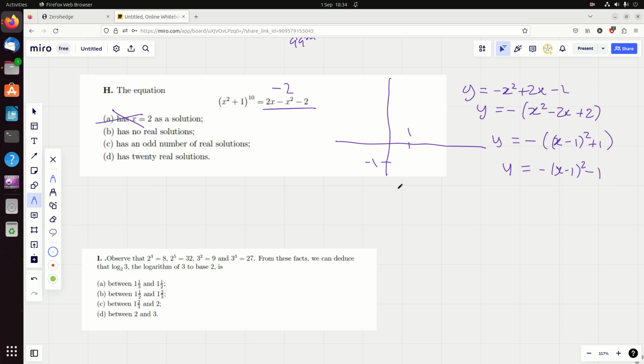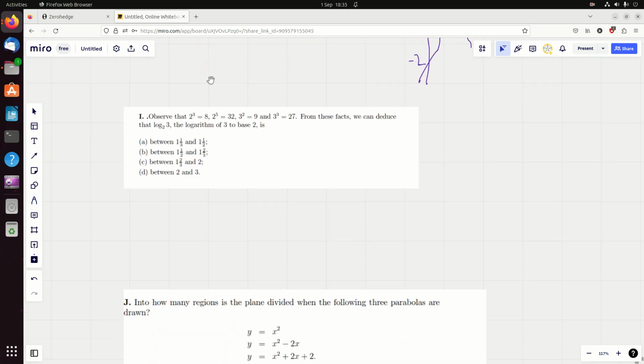And it's an upside down quadratic, yeah? And it goes through actually here at minus 2 as well. Sorry about my terrible diagram. But can you see how this couldn't have any solutions, yeah? Because the y coordinate is always a negative value. And yet this is something to the power of 10. And so it's B, no real solutions.